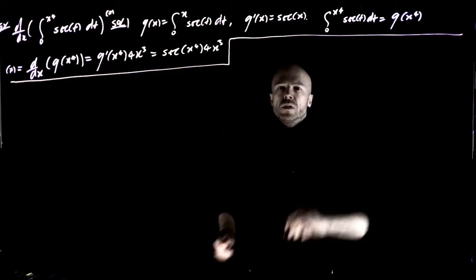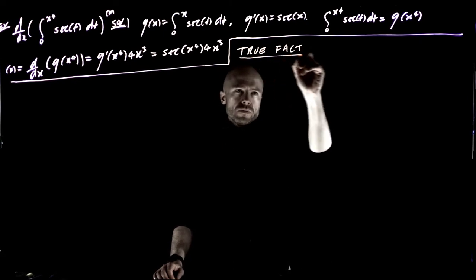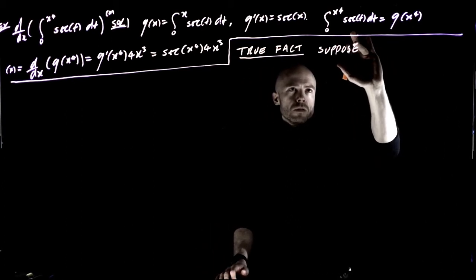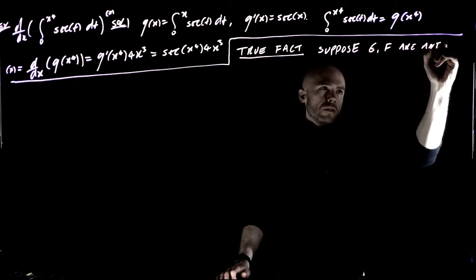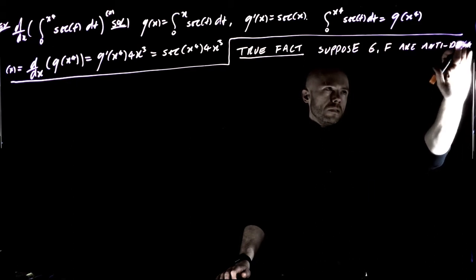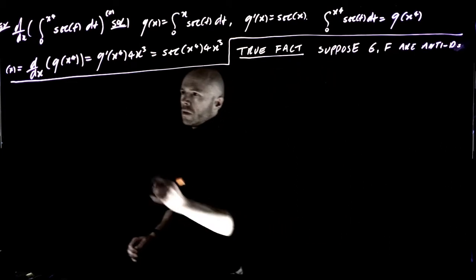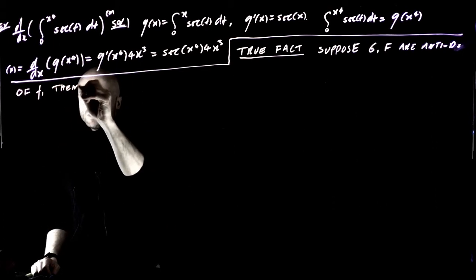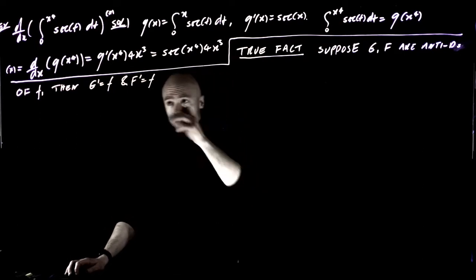Now part 2. So, first, a true fact. Suppose g and f are antiderivatives, let's just call them anti-Ds, of a function little f. Then what does that mean? That exactly means that g prime equals little f and f prime equals little f. So it means that g prime and f prime are the same.